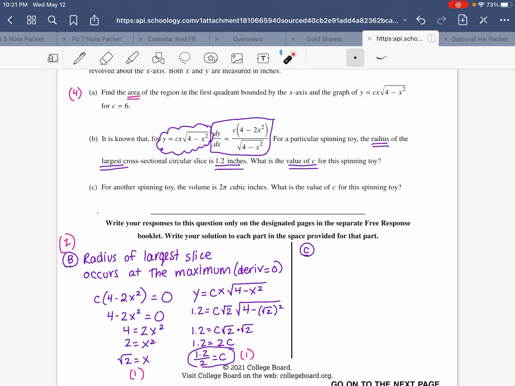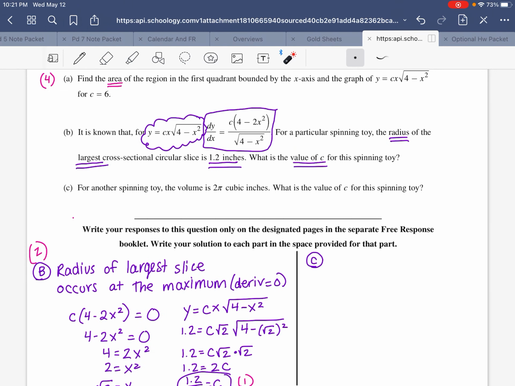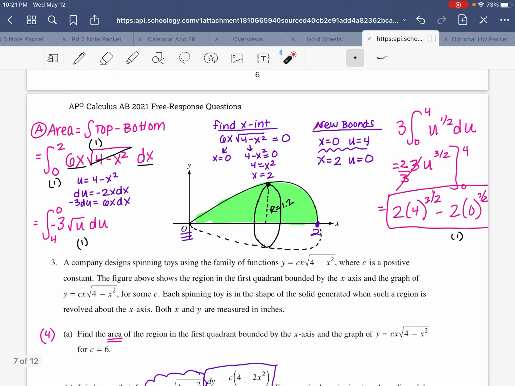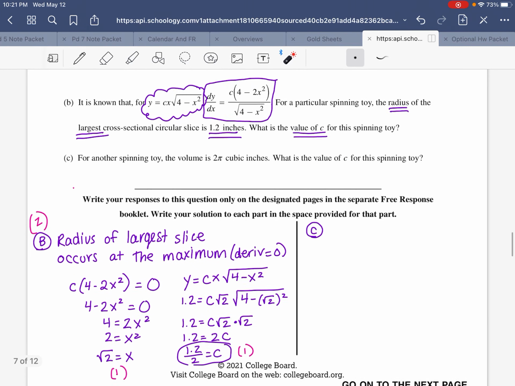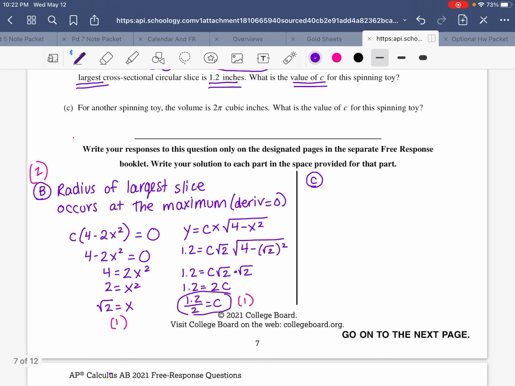So part C says, for another spinning toy, the volume is 2 pi. What is the value of C? So this is a spinning toy. I'm going to go back up to the picture for a moment. And this is a revolving solid. Remember, this is a toy that's just spinning and spinning and spinning. And we know what the volume is. Well, to find the volume of a revolving solid, we use the formula pi integrate r squared. That's how we find the volume of a revolving solid.